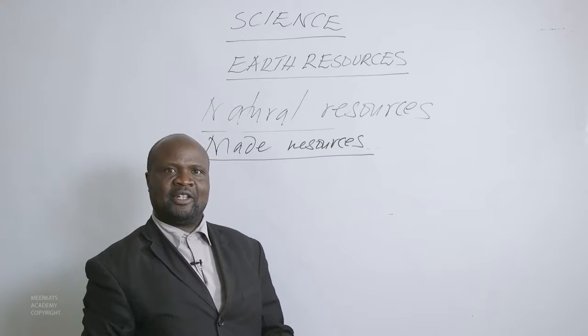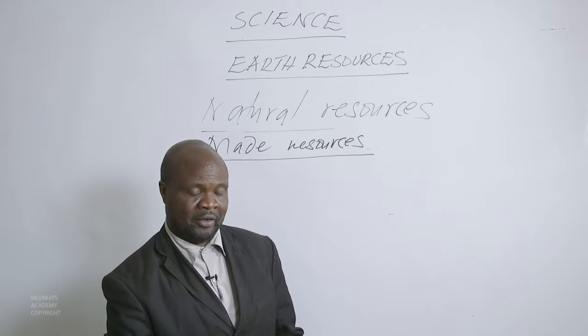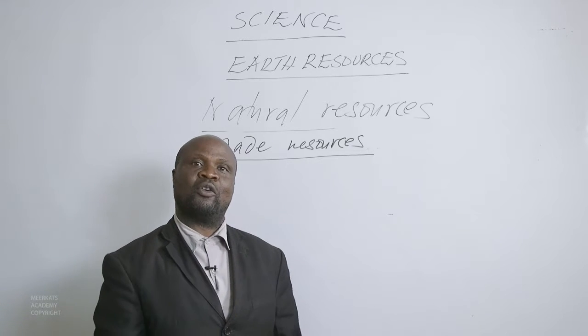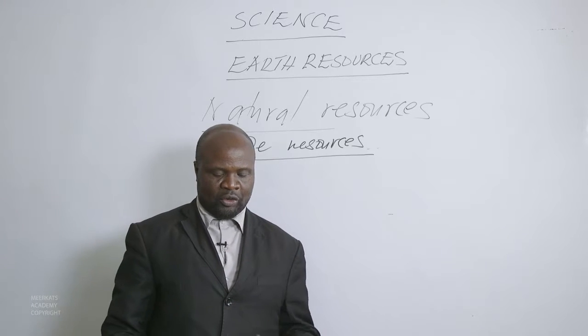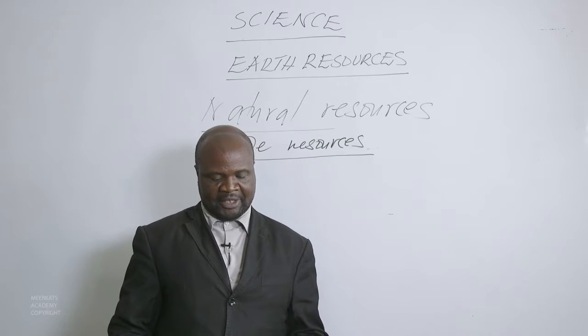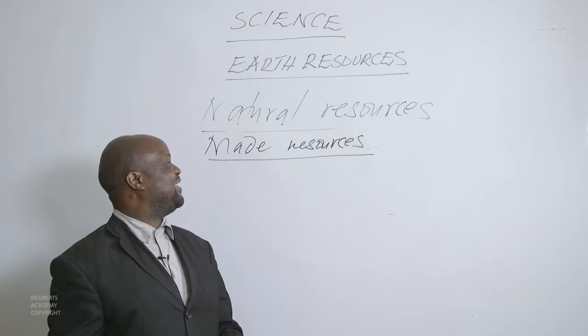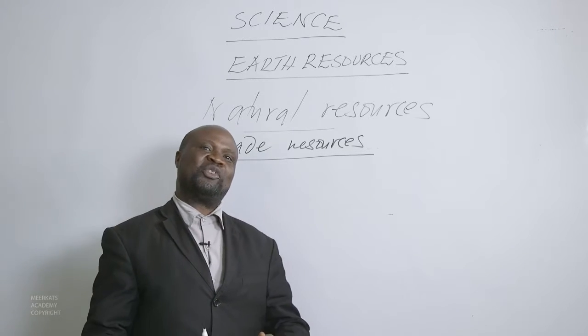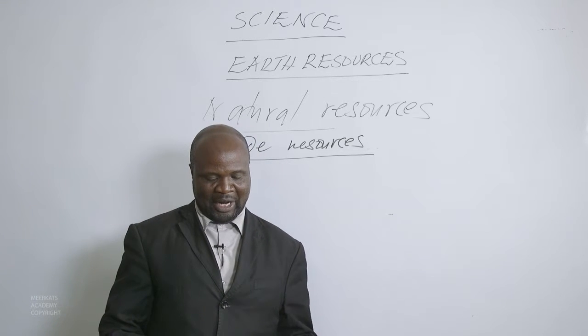So we have said that made resources cannot be present on their own. Made resources are gotten from the natural resources. So we are saying not all resources are natural. Some are made by humans. These resources that are made by humans are the ones that we want to know. How come? What kind of resources do humans come up with?